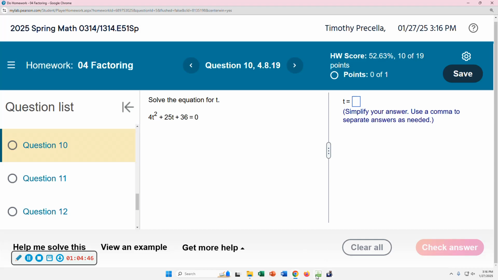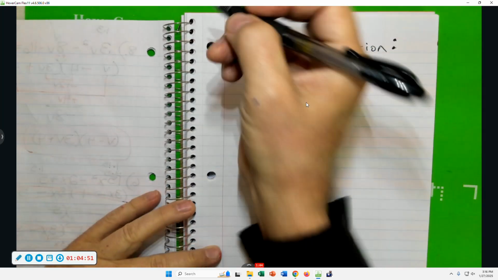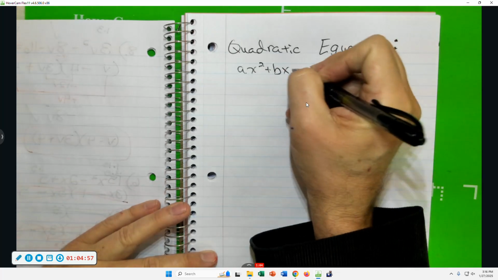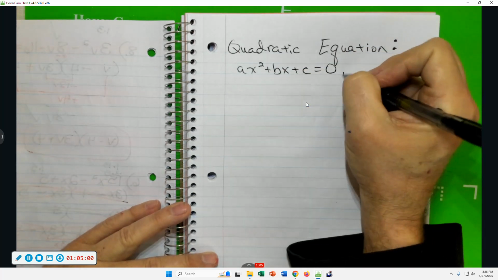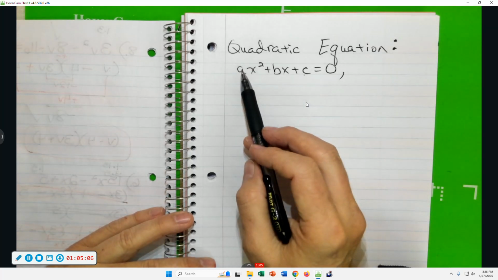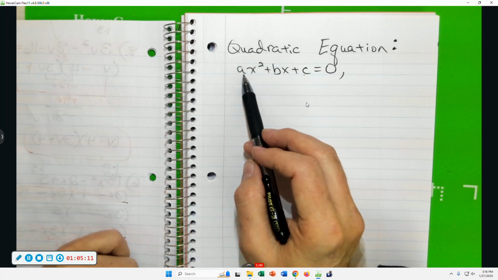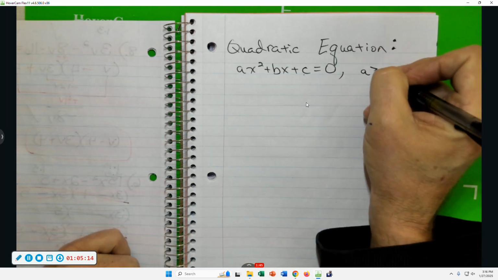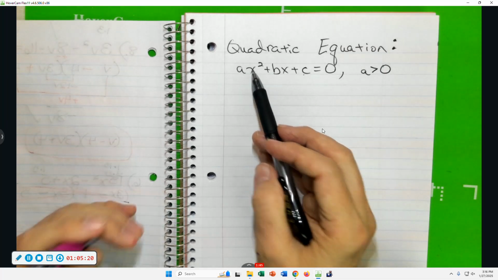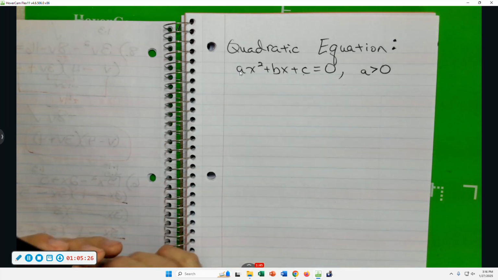Now, go ahead and define a quadratic. A quadratic equation is any equation that can be written in the form ax squared plus bx plus c equals 0, where a, b, and c are real numbers, but a cannot be 0. I'm going to have an added restriction. I want my a value to be positive. As I said earlier, we want that leading coefficient to be positive for factoring purposes. And if it isn't positive, you'll see what I'll do to change it so that it's positive.